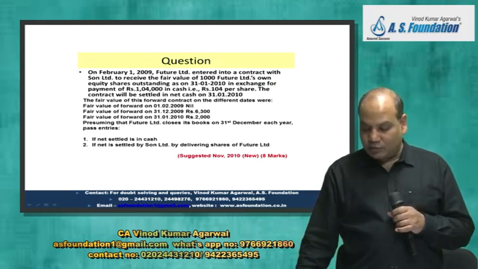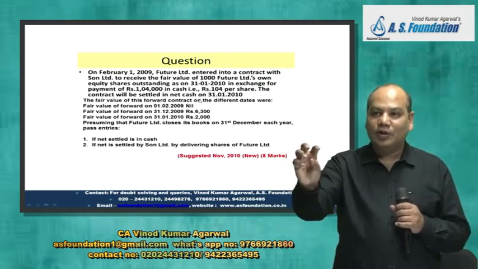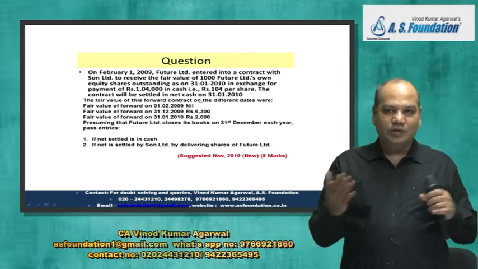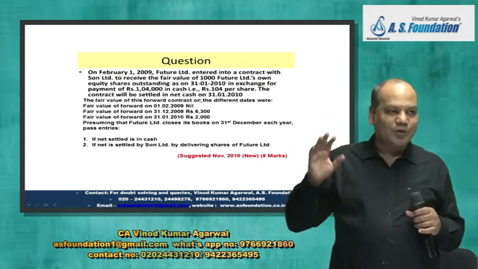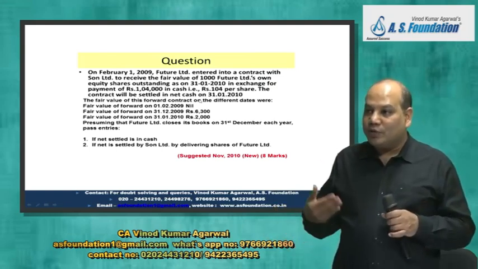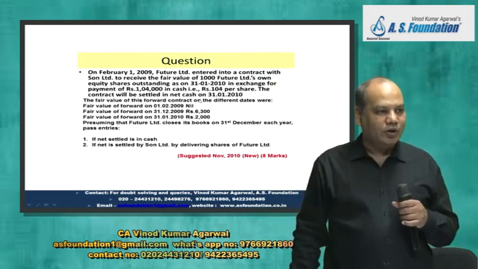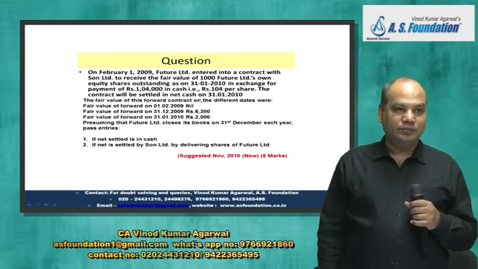The contract will be settled in net cash. So it is not going to be settled in the form of 1000 equity shares, that you give me 1000 equity shares, I'll pay you 1,04,000. They're only betting on the price of their own share. You're betting on the price of your own share because it's a net settled future contract. So a net settled future contract will be a derivative.